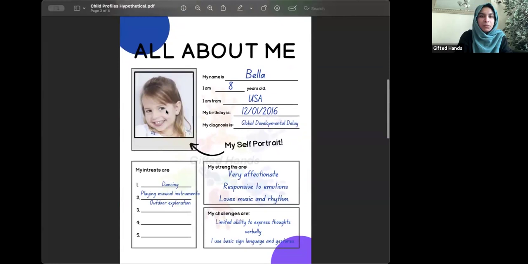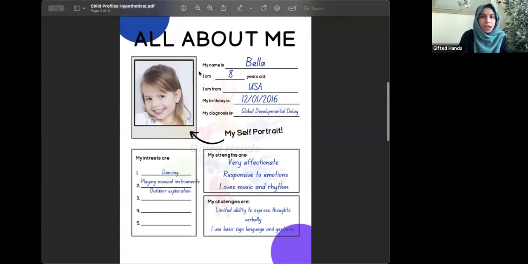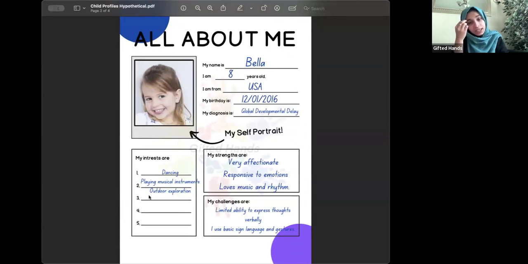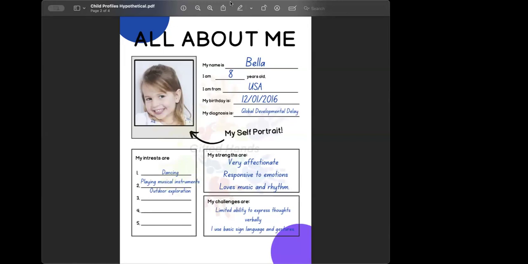From room number 2, we have Bella, who's 8 years old from America. She has global developmental delay. Her interests are dancing, playing musical instruments, and outdoor exploration. Strengths: very affectionate, responsive to emotions, loves music and rhymes. Challenges are limited ability to express thoughts verbally, and she uses basic sign language and gestures. So, room number 2, anyone who's willing to share? Maureen, please.